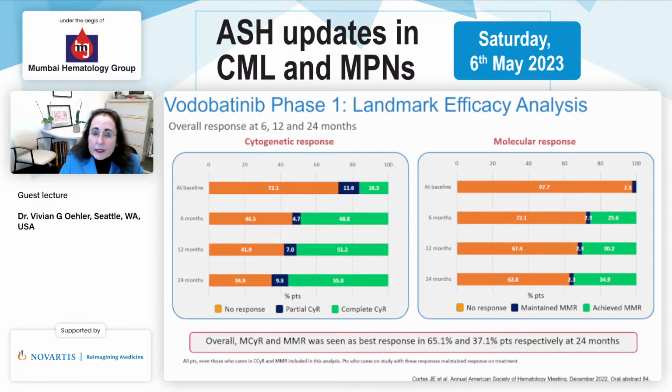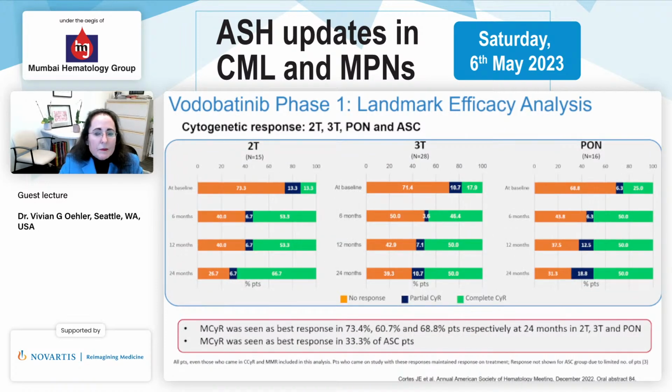They then performed landmark analysis at 6, 12, and 24 months, which is shown here, and cytogenetic responses are shown at left and major molecular response at right. And as you can see for the entire group, cytogenetic and major molecular response rates increased over time, with 55.8% achieving a complete cytogenetic response by 24 months and 34.9% achieving a major molecular response by 24 months.